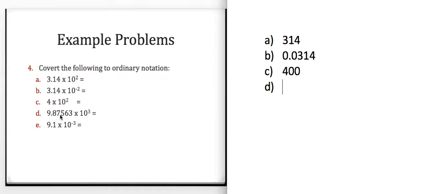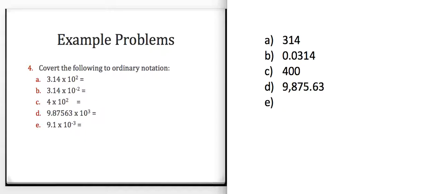The next one, 9.87563. Now, if we notice, those are all significant, so I'm going to need to use every single one of them. The 3 here means that we're going to move the decimal point over 3 spots. So this changes to 9,875.63. So I moved my decimal point over 3 places and made this a much larger number.